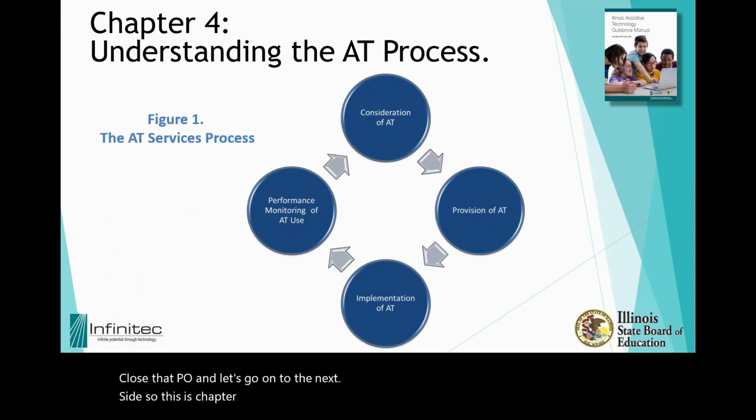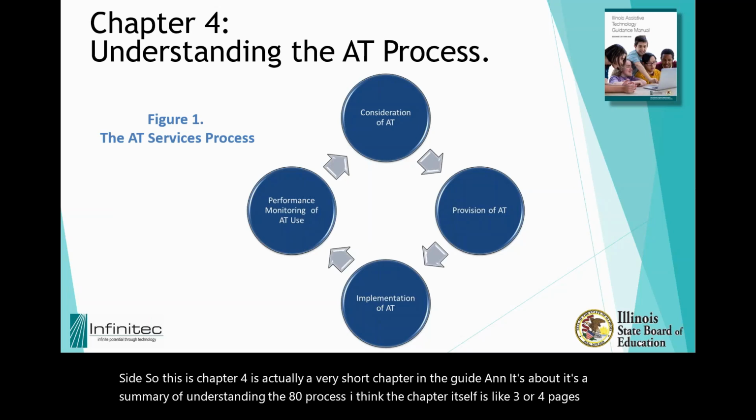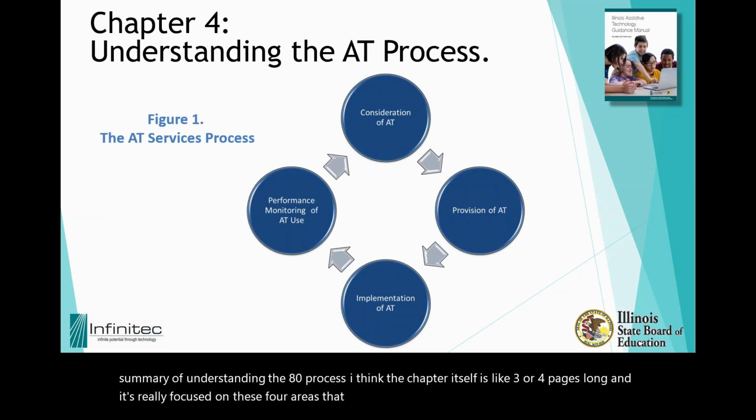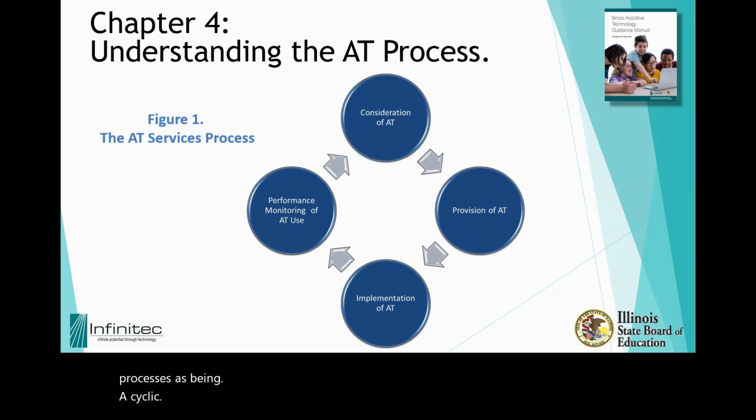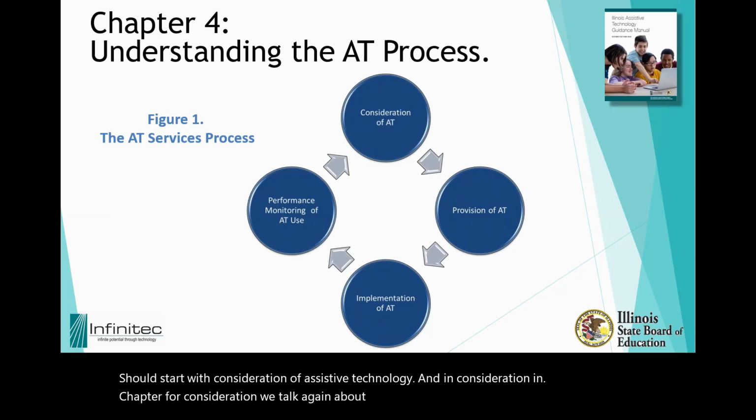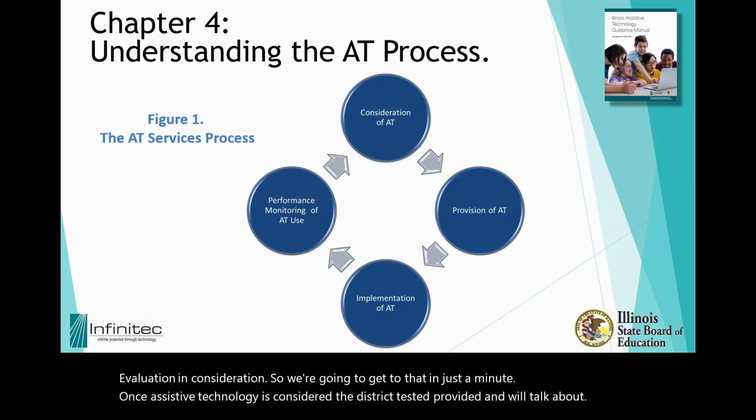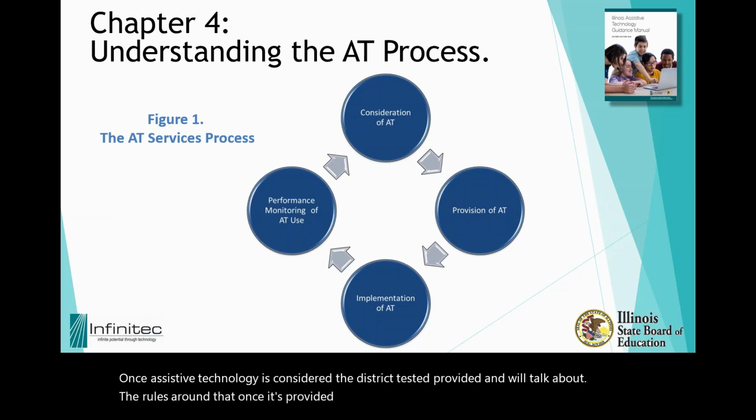So chapter 4 is actually a very short chapter in the guide, and it's a summary of understanding the AT process. I think the chapter itself is like 3 or 4 pages long, and it's really focused on these 4 areas that are shown in the chart on this slide. So it shows AT processes as being a cyclic activity that should start with consideration of assistive technology. And in consideration, in the chapter for consideration, we talk again about assessment, evaluation, and consideration. So we're going to get to that in just a minute. Once assistive technology is considered, the district has to provide it, and we'll talk about the rules around that. Once it's provided, we go to implementation, and we think about the kinds of things we need to do to make implementation successful.